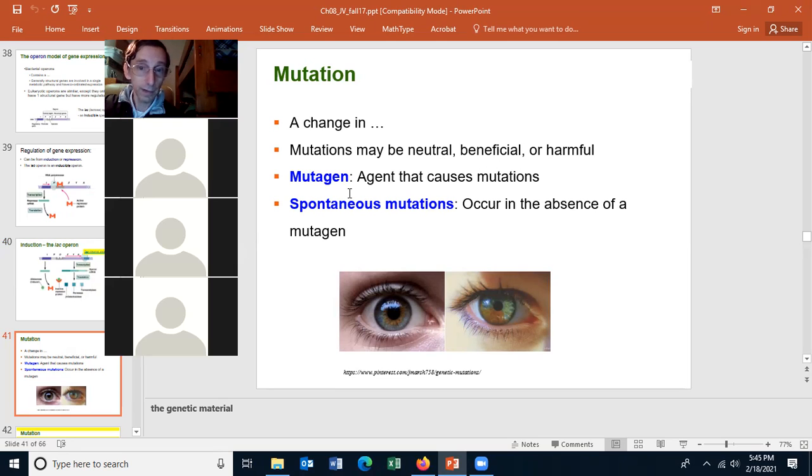Mutagen is an agent that causes mutations. Like, if you don't know, cigarette smoke is a mutagen. What's another mutagen? Benzene is a mutagen.